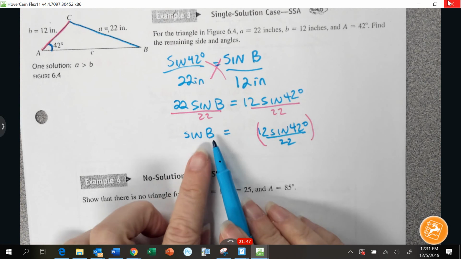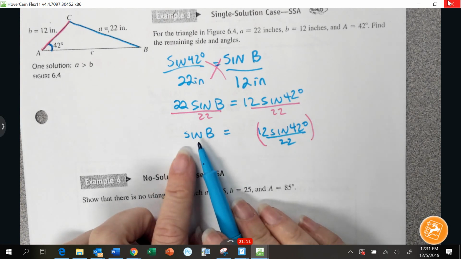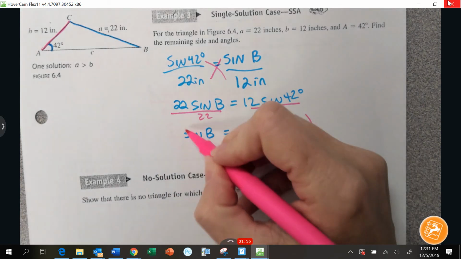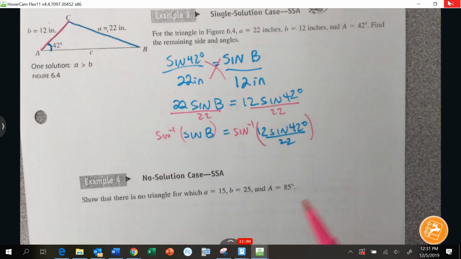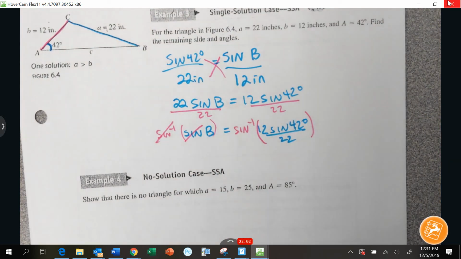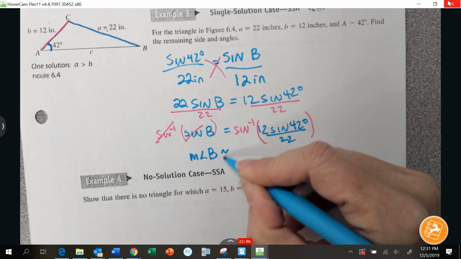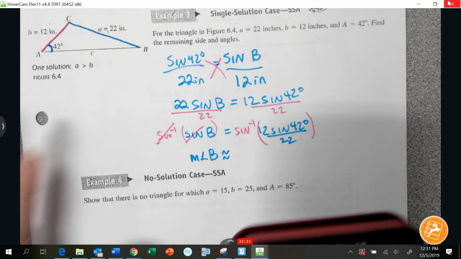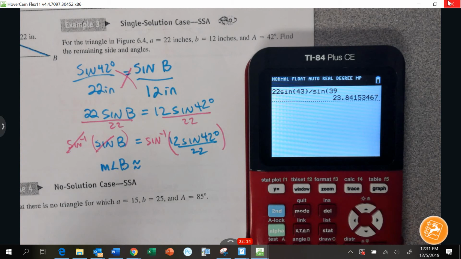So when you need to solve for the angle, you have to cancel out sine, and what's the only thing that will get rid of sine? It's the inverse of sine. So we're going to use sine inverse on both sides. So that cancels the sine. We get angle B over here. And I know it's going to be approximate. And then you're just going to type that into your calculator. So make sure you try it on your calculator because we all have different calculators. Make sure you know how to get it on your calculator.